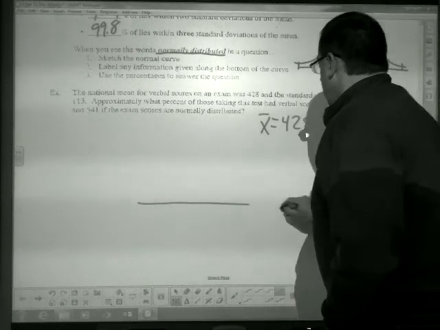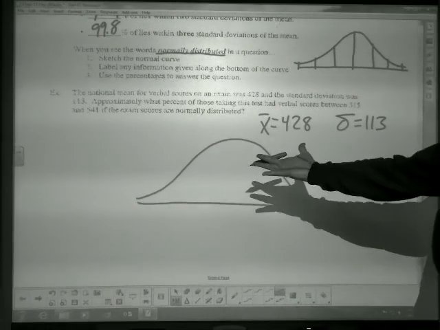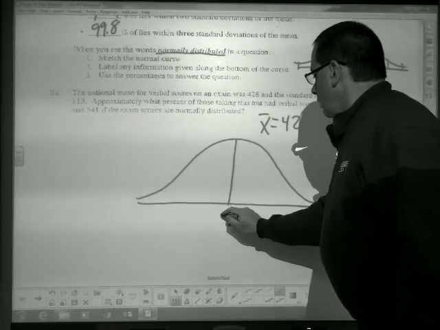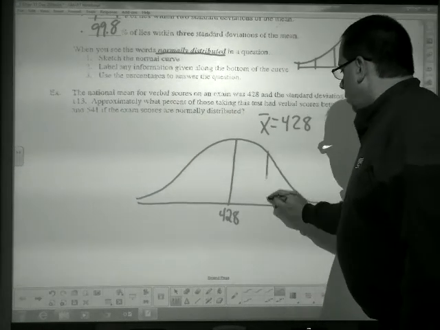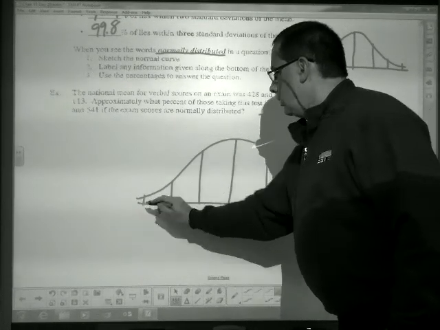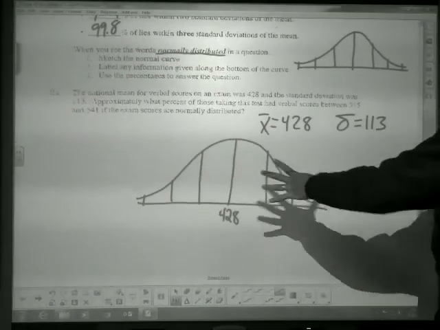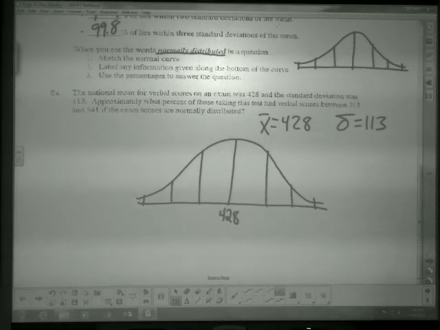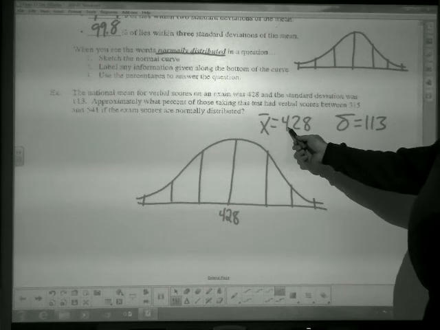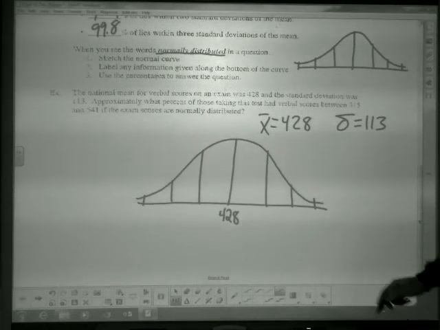And so what am I going to do? I'm going to draw my normal curve. Again, it's not the best looking thing in the world, but I know my mean has to be right in the center. 428. And then I'm going to go 1, 2, 3. Negative 1, negative 2, negative 3. Now, you might say, well, they use halves. We start with these, and then if we need to do halves, we'll do halves. Otherwise, you get too many lines on there, and it's too hard to read. So I'm going to add this amount to 428 to get my next number. So 428 and 113 would be 541.